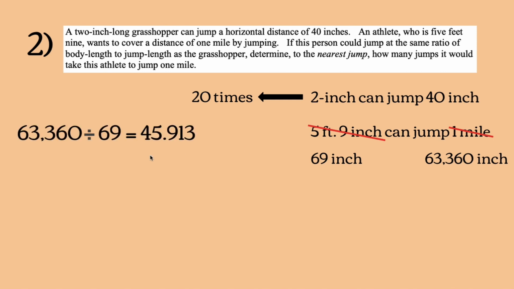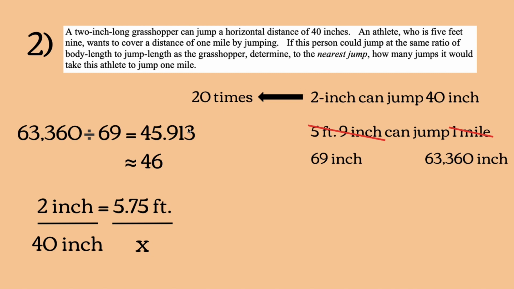Now we're going to do 63,360 divided by 69 to get 45.913. And then that's around 46 since they asked for the nearest jump.